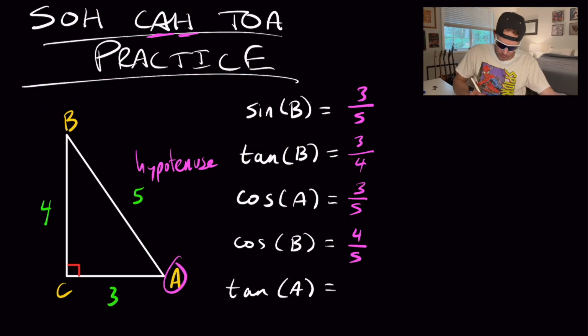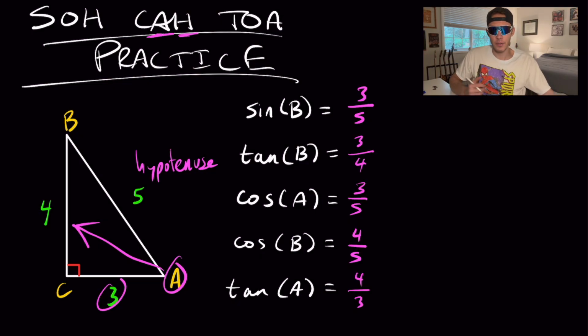Tangent of A, go to angle A. What is opposite of angle A? Well, that's going to be 4. And then what's adjacent to angle A? Well, that's going to be 3. So 4 over 3. Tangent is opposite over adjacent.